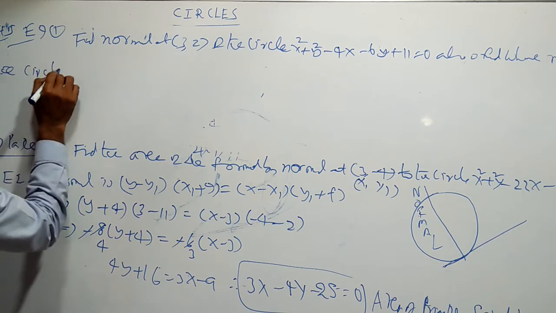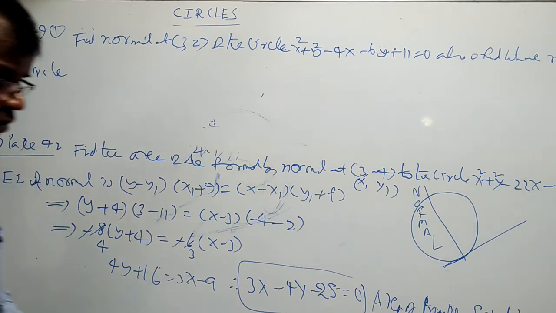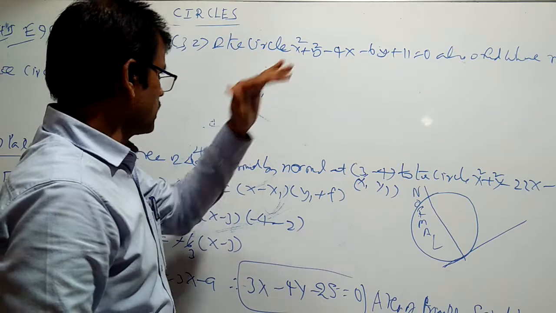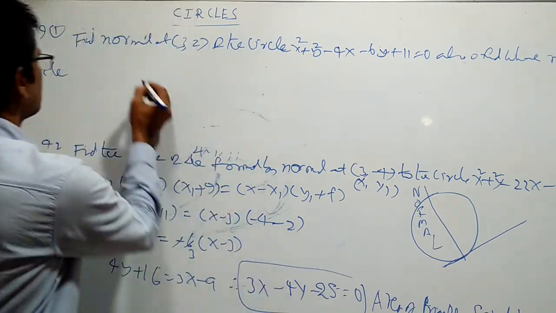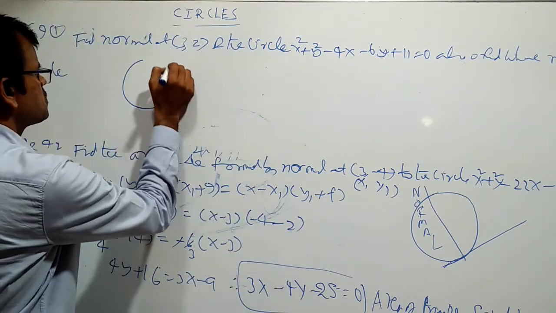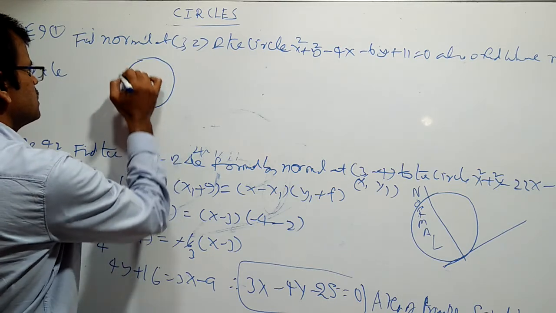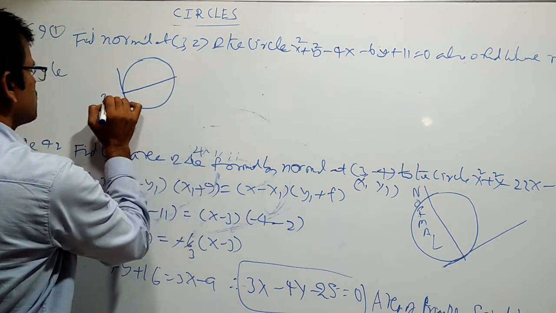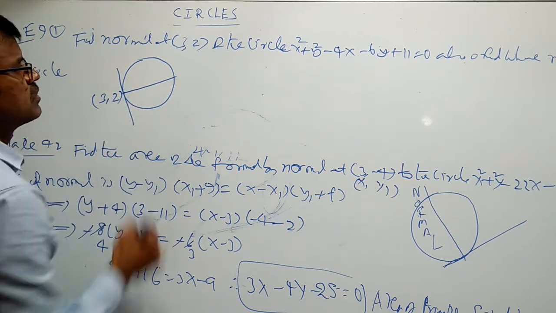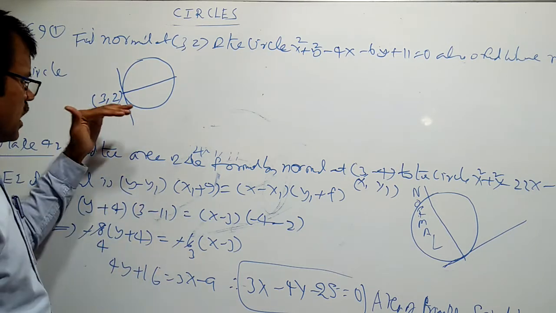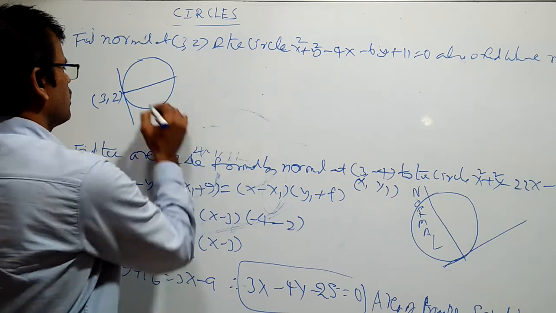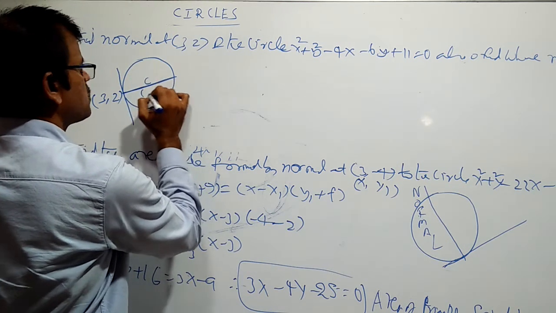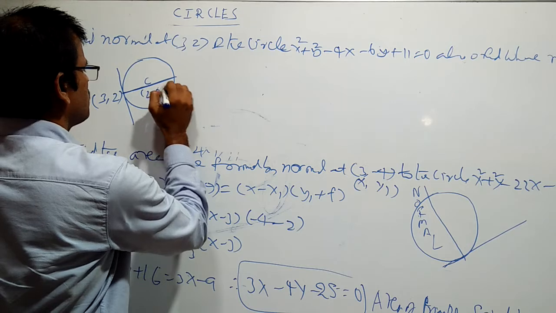So what is the concept of normal? If you know the concept of normal, you can identify the other end point easily. Every normal should pass through the center. If this is a tangent, this is the normal. He is discussing (3, 2); it is an end point of a normal. A normal always passes through the center. The center is here, (2, 3).